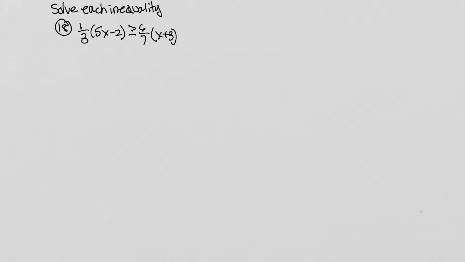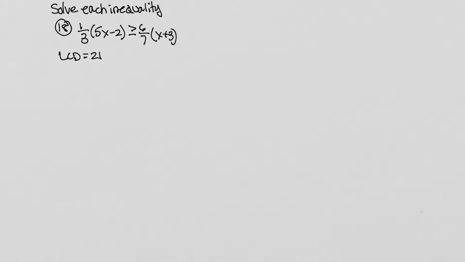To attempt this one in number 18, I notice I've got fractions. I want to get rid of those fractions first up. We could multiply through, I could do this, but then I'd have a lot of fractions. But I can do this instead. I'm going to think of the LCD. What is the smallest number that these denominators divide into? Well, they're both going to go into 21.